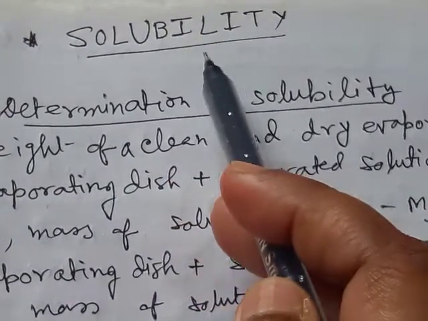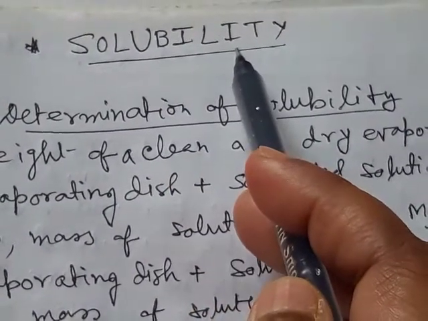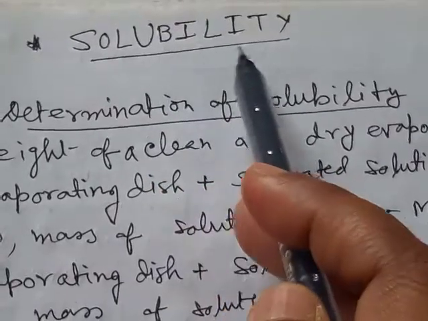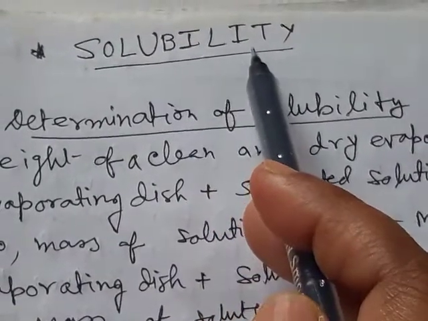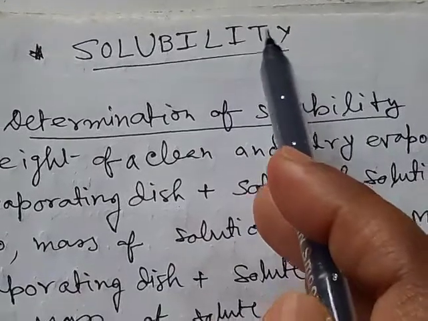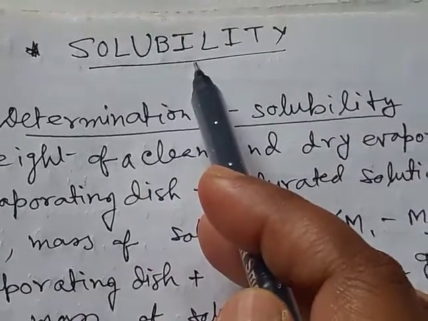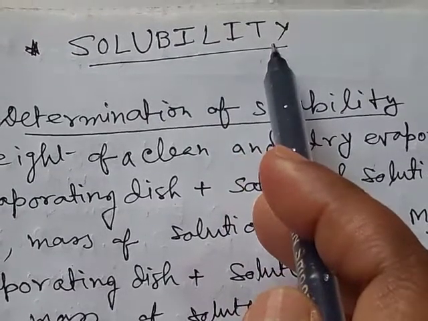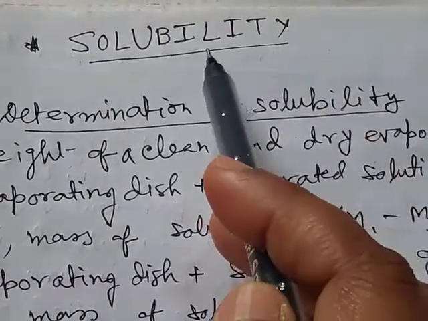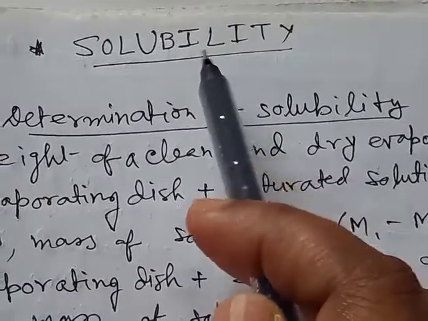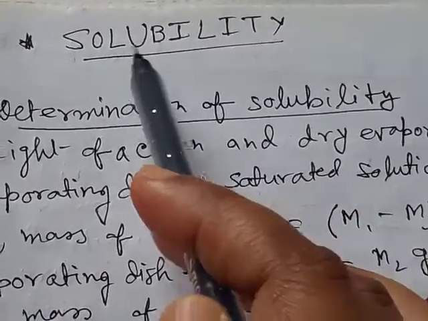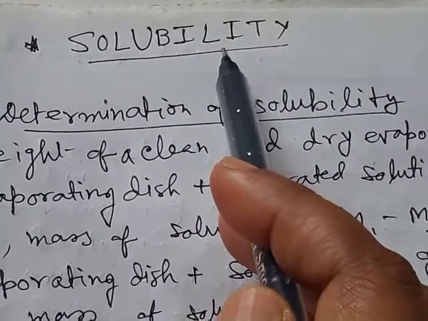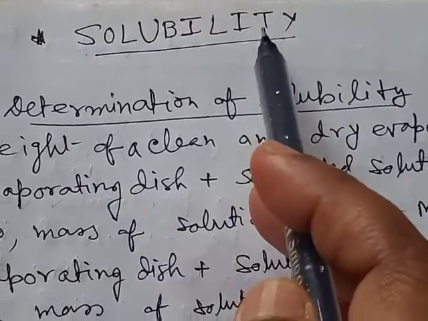In our last class we learned about solubility. Now what is solubility? Solubility is the amount of solute that can be dissolved in 100 gram solvent to prepare a saturated solution of that solvent at a particular temperature. That is called the solubility of that solute at that particular temperature.